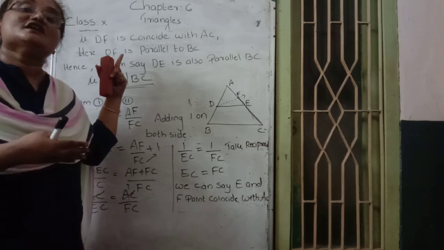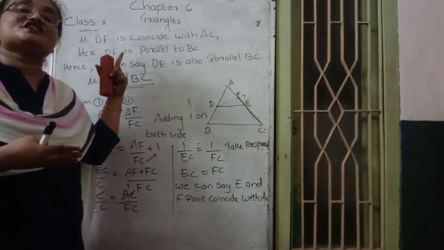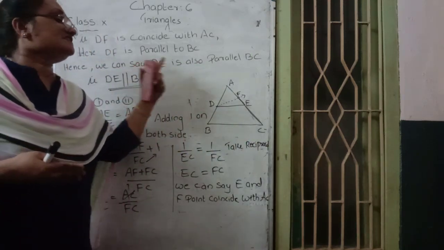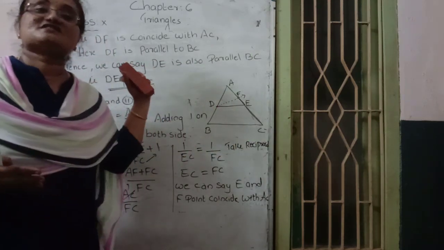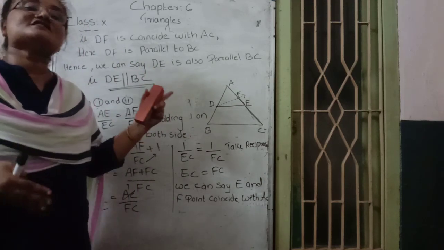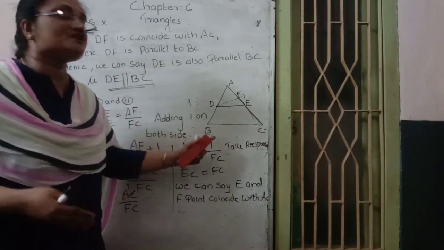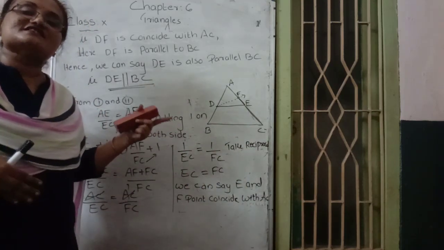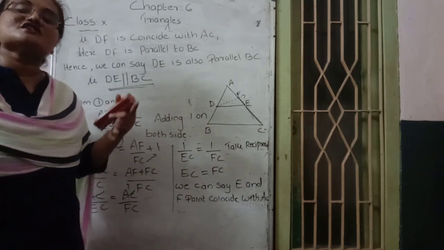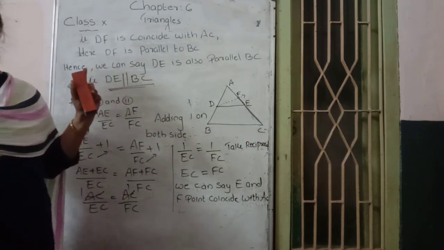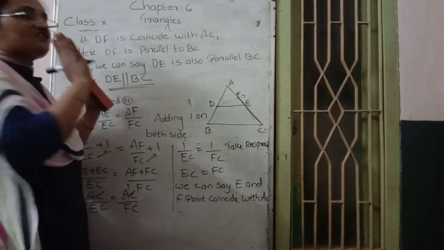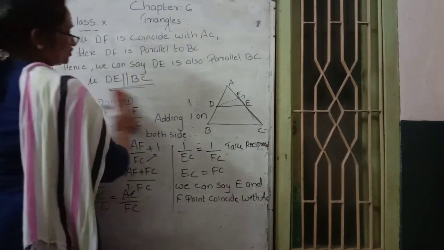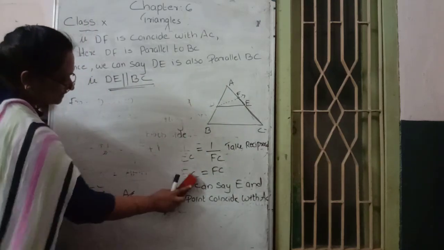Because already when we assumed it, we said that DF intersects which side? The AC side, and DF is parallel to BC. We are assuming that there. That is the reason DF is parallel to BC. Automatically these points are also equal. That's why we can say the DE line is also parallel to which side? The BC side. That is the meaning of this statement. This is our converse of the BPT theorem. Related to this, next we go through some problems.